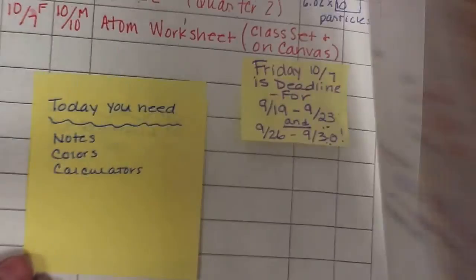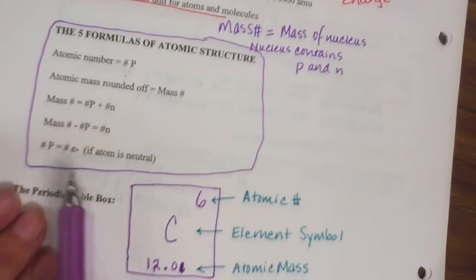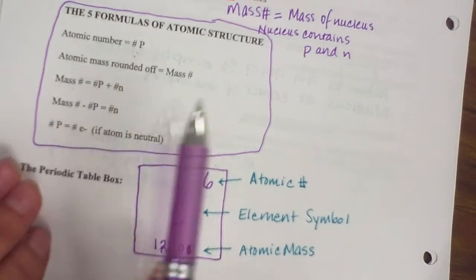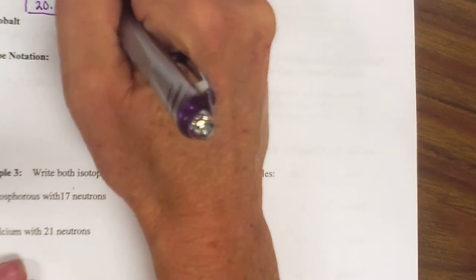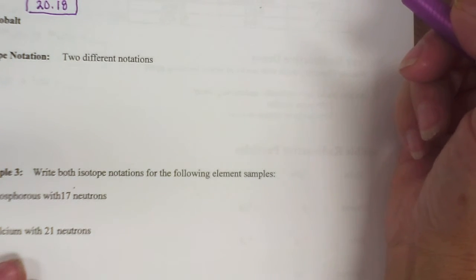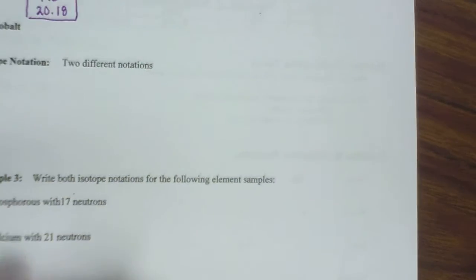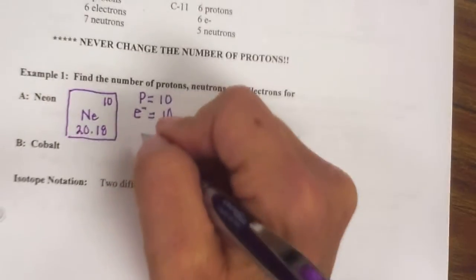Okay, next. Number of electrons. Protons equal electrons if it's neutral. Is it neutral? It is. Two ways you know: one, there's no charge, and two, I told you it was. They're all neutral. So protons equal electrons. So easy. Next. Sorry, neutrons.